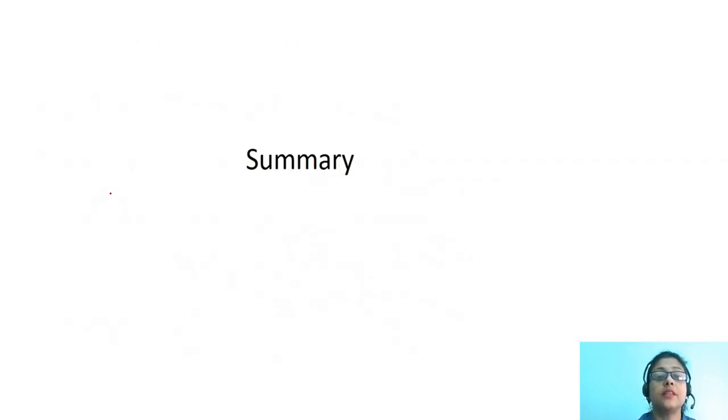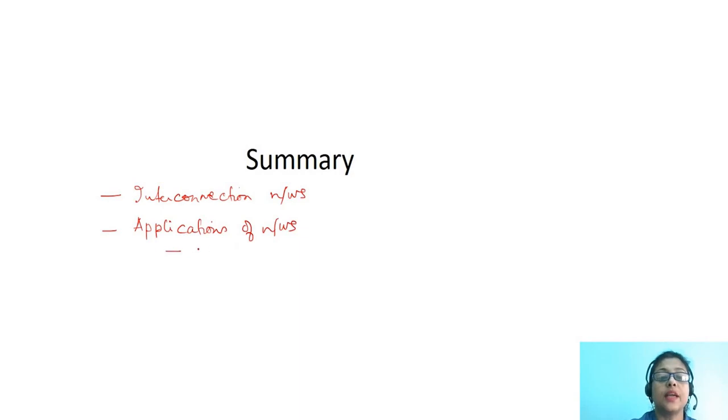To summarize, in this lesson, we have learned about the interconnection network and the tree structure of the interconnection network. We have also touched upon the various applications of networks. These are basically application layer protocols of the OSI model. We have learned about file transfer protocol. We have learned about email. We have touched upon groupware, and we have touched upon HTTP.